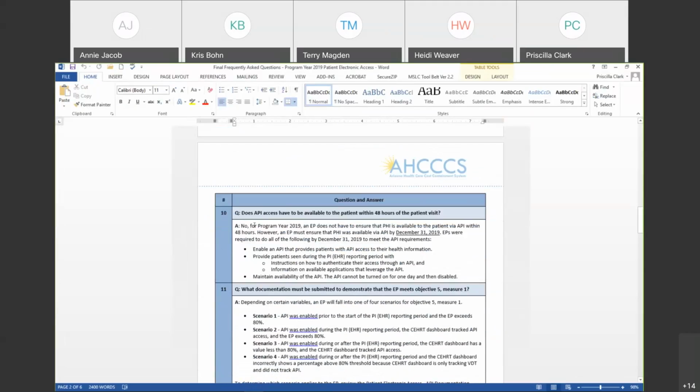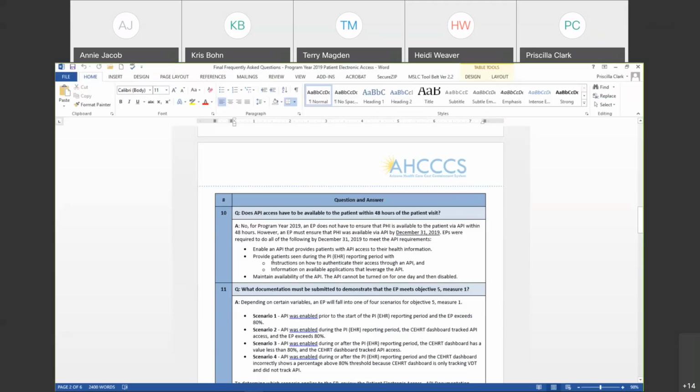So that's question 10. Does API access have to be available to the patient within 48 hours of the patient visit? No, it does not for Program Year 2019. An EP does not have to ensure that PHI is available to the patient via API within 48 hours. However, an EP must ensure that PHI was available via API by December 31st, 2019. EPs are required to do all of the following by December 31st, 2019 to meet the API requirements.